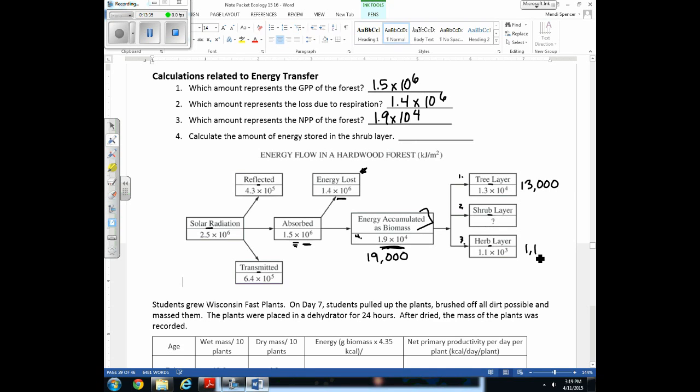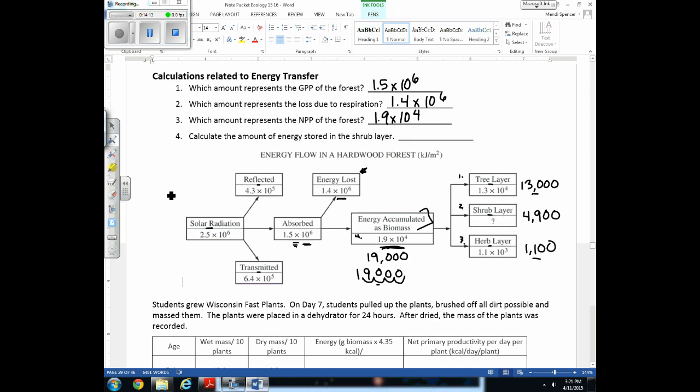This means 1,100. And again, how you do that is if you write 1.9 times 10 to the 4, that just means move your decimal over 4 places. So 1, 2, 3, 4, and fill in your zeros. So that's how I got 19,000 out of that. So when you do a little bit of math, if you subtract 13,000 and 1,100 from 19,000, then you're going to see that there was 4,900 kilojoules per meter squared tied up in that shrub layer.